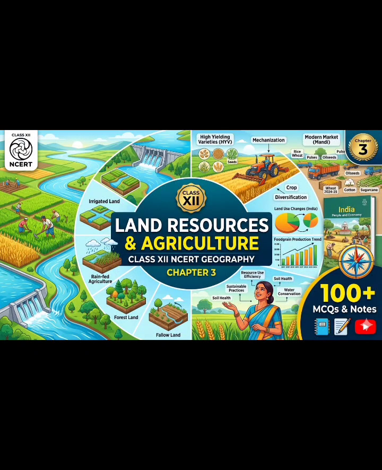Next point is lack of commercialization. A large number of farmers produce crops for self-consumption. These farmers do not have enough land resources to produce more than their requirement. Most of the small and marginal farmers grow food grains which are meant for their own family consumption. Modernization and commercialization of agriculture have, however, taken place in the irrigated areas.